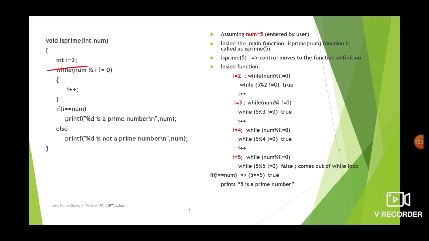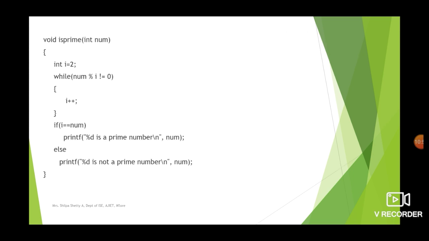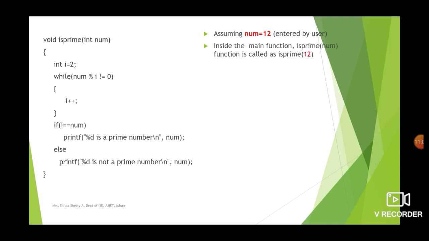Next let us take one more example. This time let us take 12 as the input. So assuming num is equal to 12, the main function calls is prime of num, that is is prime of 12. When it is called, the control will come to the is prime function. In is prime function, initially I will be assigned 2. Next the while loop gets executed while num percentage I is not equal to 0.